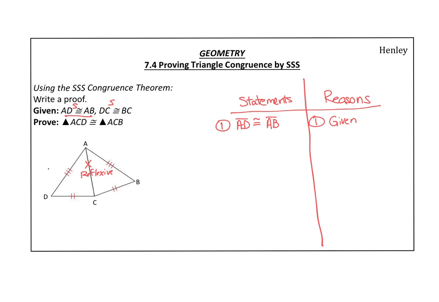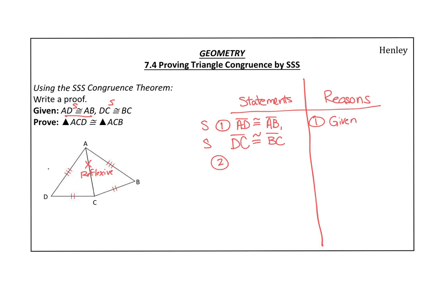Next, we have more given information, so we're just going to put a comma here, and we're going to add this to our first statement and say that side DC is congruent to side BC. And that's also given information. So you don't actually have to make a new statement for that. Number 2, and this gives us one of our sides. This gives us our second side.